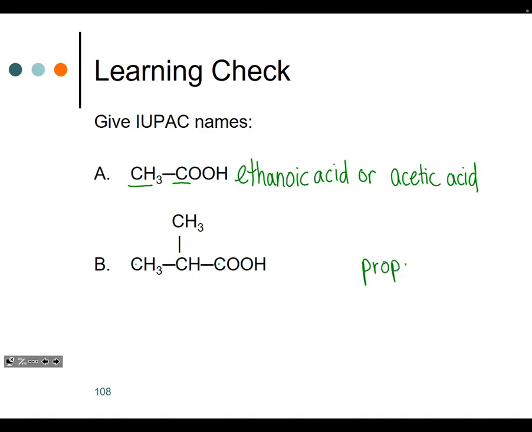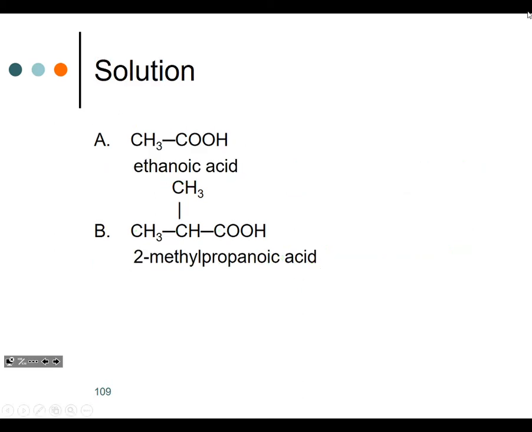Now this is 1, 2, 3, so prop. And instead of propane, I'm going to take that E off and add oic acid. And on carbon 2, I have a methyl. So 2-methylpropanoic acid, or you could say 2-methylpropionic acid. I just like propionic acid better.